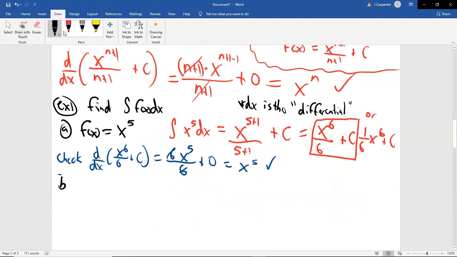Let's try another. And let's go ahead and get weirder with this. F of x equals the square root of x. We're going to find the antiderivative of this.